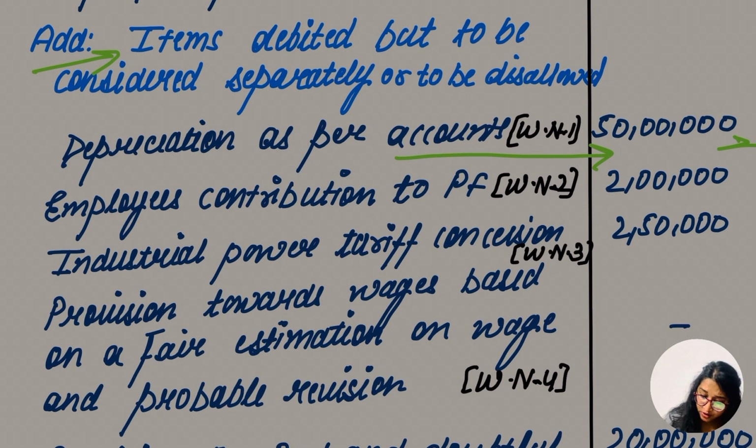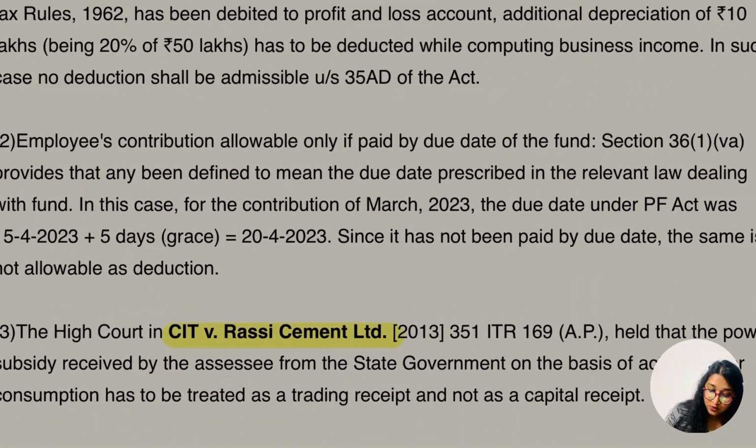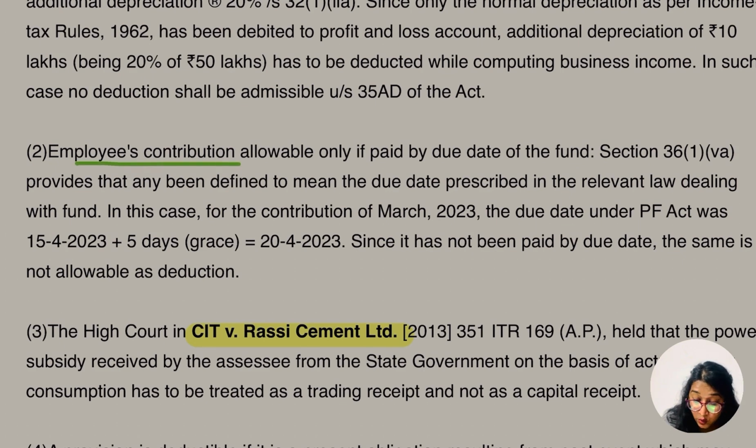Here, the employee's contribution to PF is to be added back, but why? We have to identify that. Working note number 2 says the employee's contribution is allowable only if it is paid before the due date or on the due date. And what is the due date? As this was for March, the due date is the next 15th April, and a grace of 5 days is allowed. If it is paid within that specified time, it is allowable. If not, it is not going to be allowable. Simple.